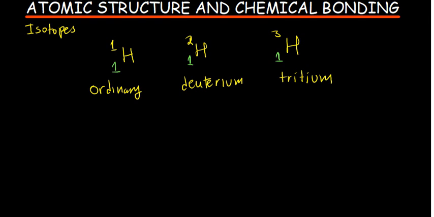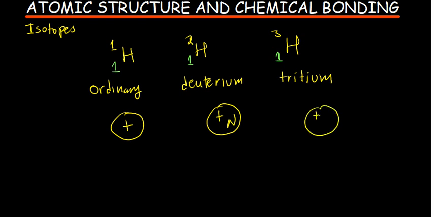I said in the nucleus everything is the same, not really, but the protons are the same, because in the nucleus this is where we find the protons. If we look at the nucleus of this one here, we only have a proton in the nucleus. But in this one, you have a proton and also a neutron. In this one, you have a proton but two neutrons. So you can see that in the nucleus, what is only the same is the protons. Okay.